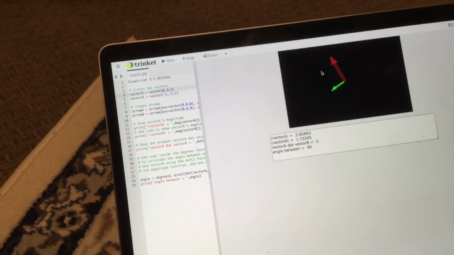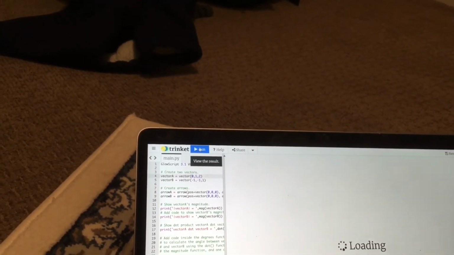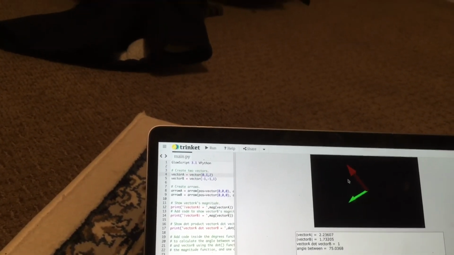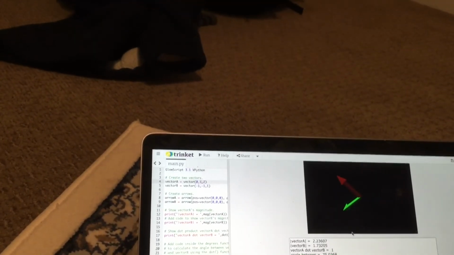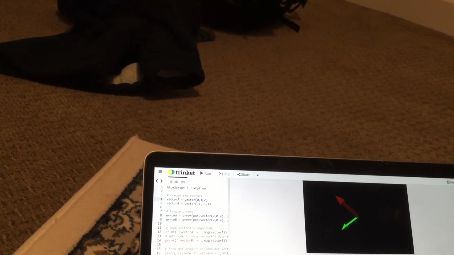Now I'm going to change this code a little bit, because I know if I change this to 1, I should get an acute angle. Yep, so we get an acute angle. I still moved vector A, the red one, and I get 75.0368, which is a very acute angle. I should get a positive dot product, which is 1. Now let me check with the protractor.